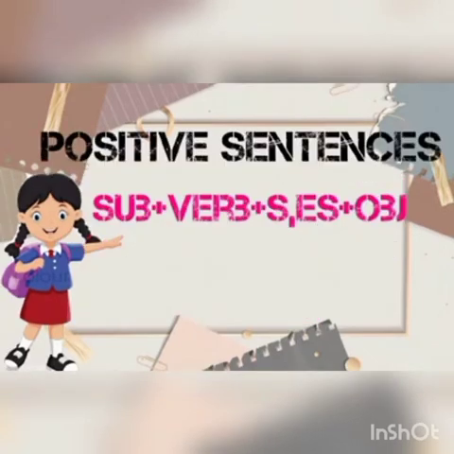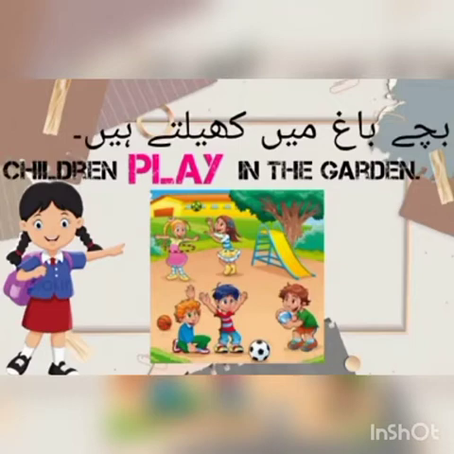Now let's look into the formation. As we have learned, first subject plus verb, which is the first form of verb, plus s or es, plus object, and we write s or es whenever our subject is third person. For example, बच्चे बाग में खेलते हैं. Children play in the garden.